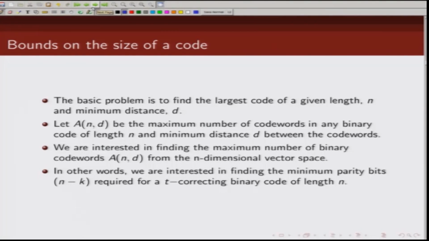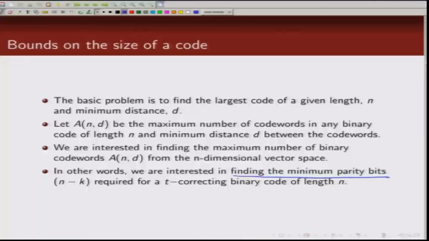We could also pose this problem like this. We are interested to find the minimum number of parity bits required. Given that we know k and d, we would like to know what is the minimum n required, such that we can get those k and d. So, the answer to these questions we will pose, and we will try to get some bound on those parameters. If I give you two parameters, we are interested to know the bound on the third parameter. What are the permissible values for the third parameter?